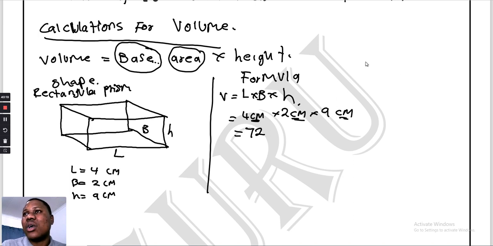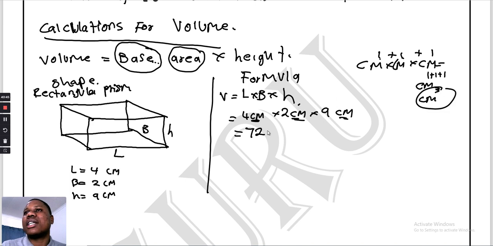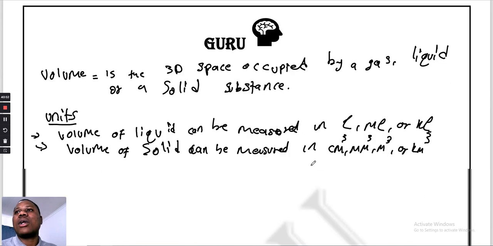We go back to the basics of mathematics. Centimeter multiplied by centimeter. Our bases are the same, so what do we do? We add our exponents. So it's going to be 1 plus 1 plus 1. We write one base and then add 1 plus 1 plus 1, which gives centimeter cubic. So our answer here is centimeter cubic. Simple as that.